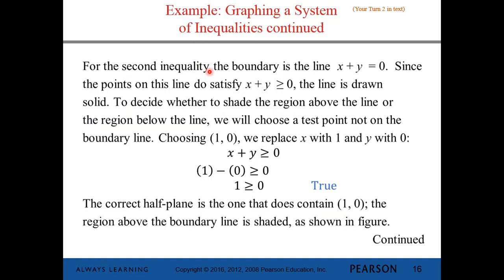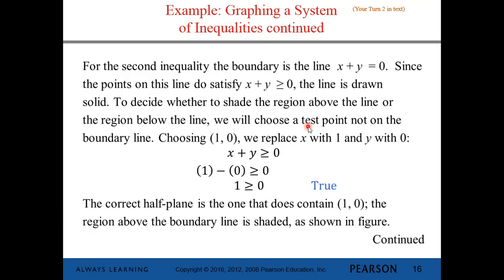For the second inequality, we're going to use this boundary. Okay. Now, since this also satisfies the line because it has equals, it's going to be another solid line. Okay. And then to decide whether to shade above or below the line, we're going to choose another test point.